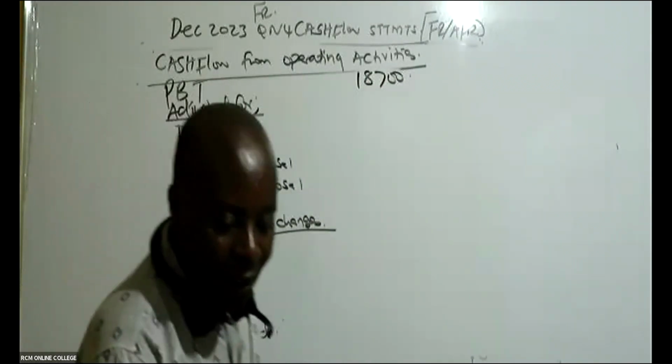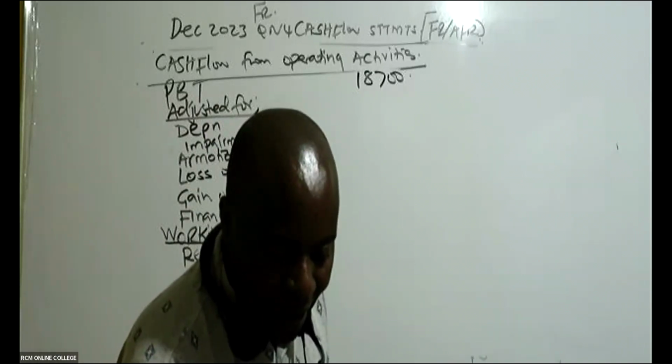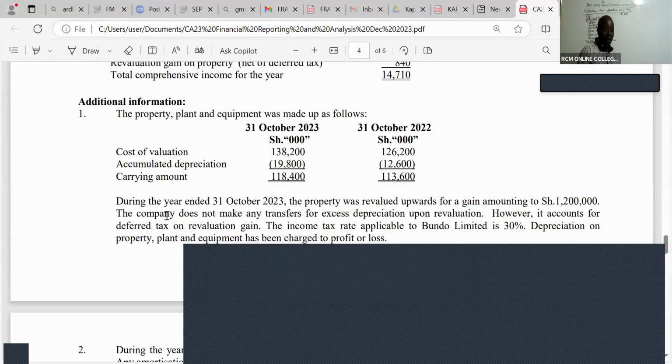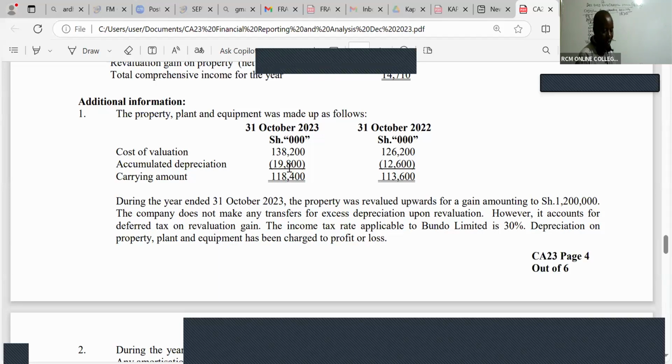Now from there, you continue reading to get the other information. So what have they told me here, ladies and gentlemen? You can see here, we have accumulated depreciation. This is very, very important to me. End of 23, it was 19,800. End of 22, it was 12,600. So I can see the increase. Let me just read further here.